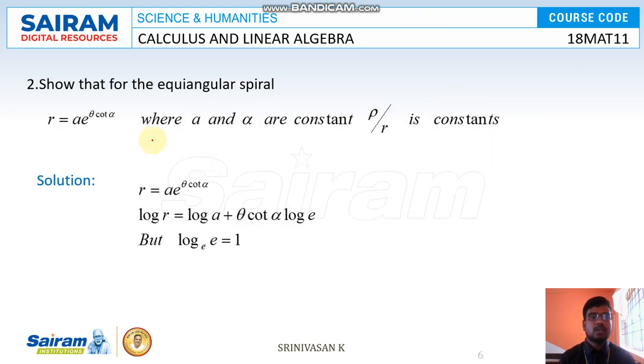Then the second problem: show that the equiangular spiral r = a e^(θ cot α), where a and α are constants, has ρ/r constant. So we have to prove that the radius of curvature ρ by r is a constant. So r = a e^(θ cot α). Taking log on both sides, we get log r = log a + θ cot α log e. But log e is 1, so we only get θ cot α.